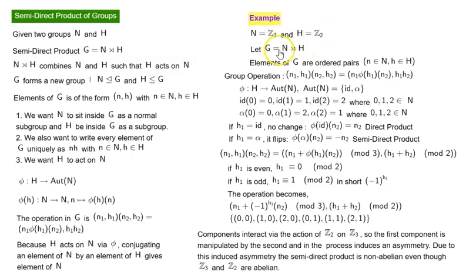By taking the semi-direct product, we have arrived at the group G, in which N sits as a normal subgroup and H sits as a subgroup. And we also want to write every element of G uniquely as NH. Yes, that also we have done. And we want H to act on N. That also we have done. Let's take a slightly different example.